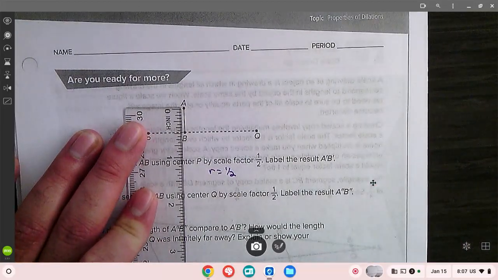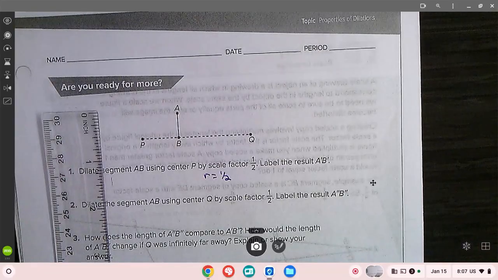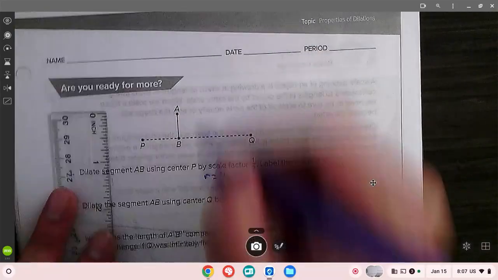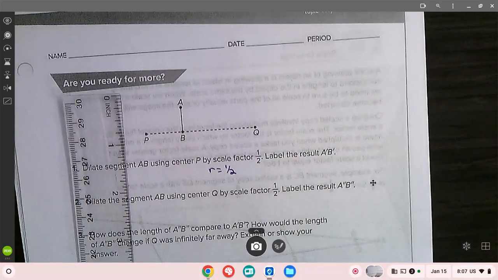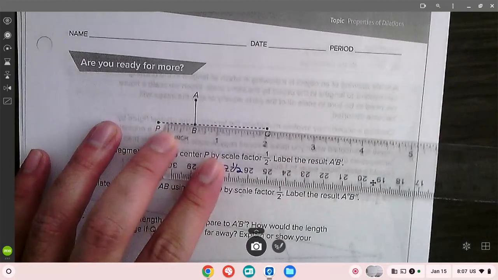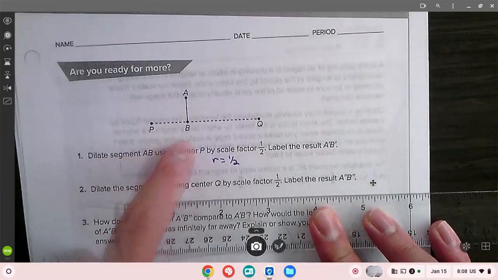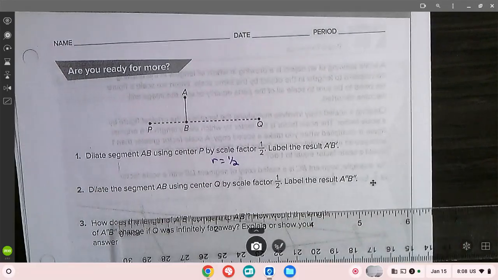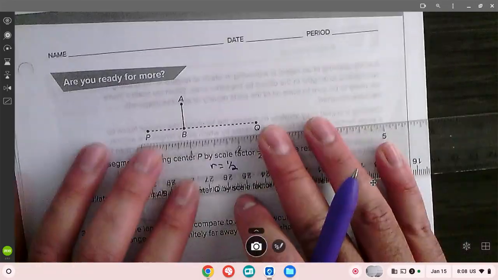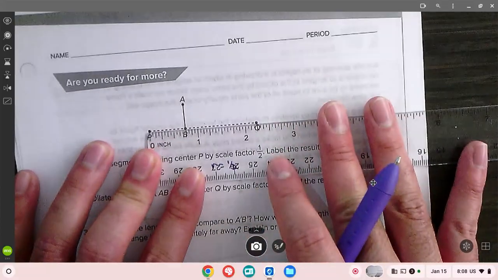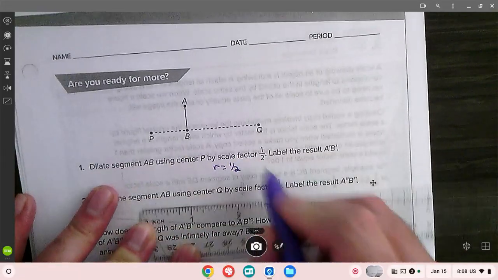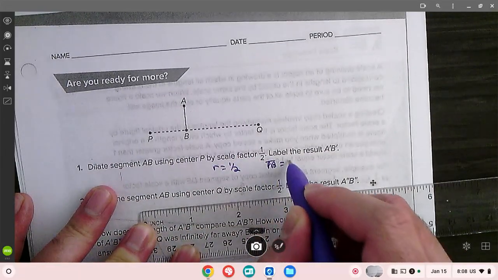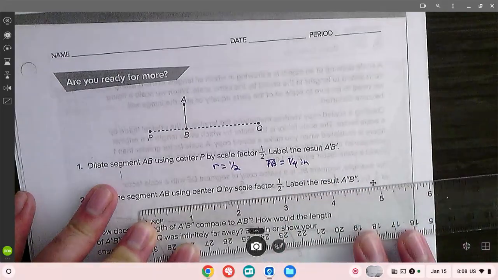So where would I put that line though? From A to B. Where would I put my dilated line? That's why we need to stick with those straight lines. We need to measure from our center to our points. Always measure from our center to our points. So from P to B, that is 3/4 of an inch. PB is equal to 3/4 of an inch.